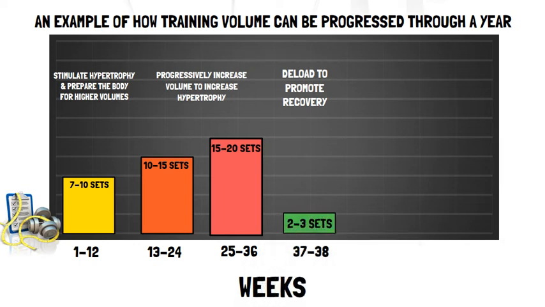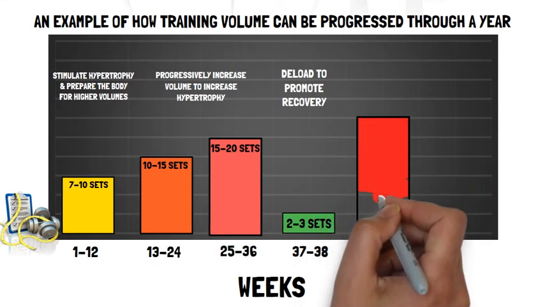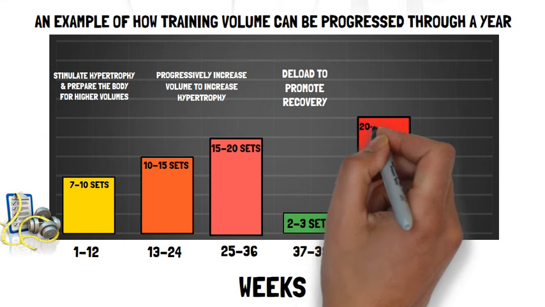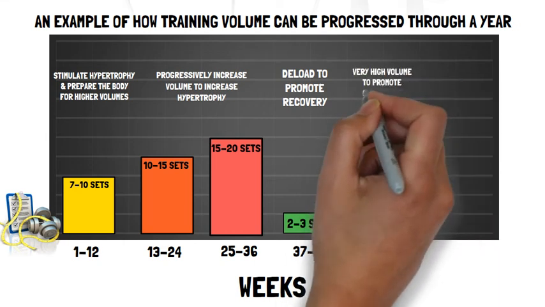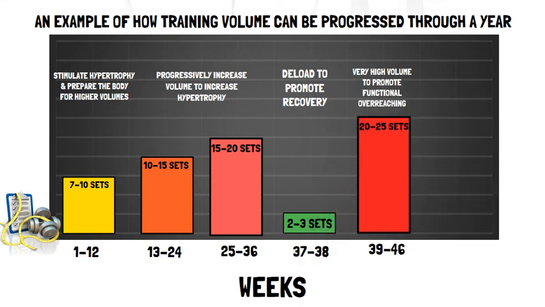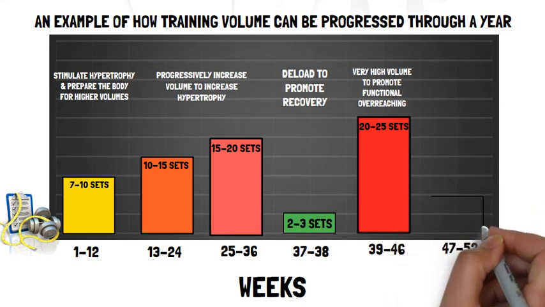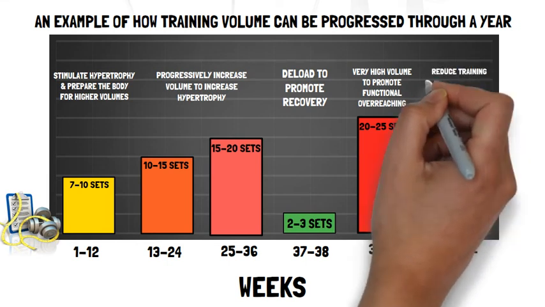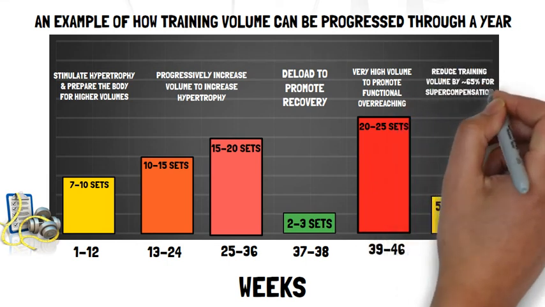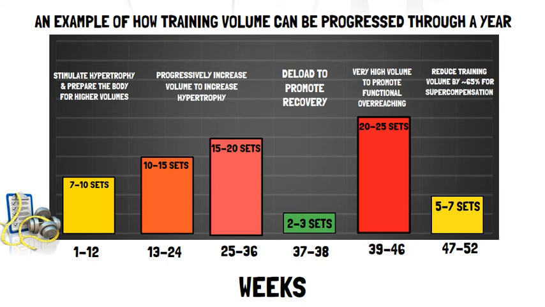Following on from the reduction in training volume, in weeks 39 to 46, volume can be ramped up to very high levels using 20 to 25 sets. This level of volume aims to promote functional overreaching. In weeks 47 to 52, we see again a reduction in volume by using 5 to 7 sets. Training volume can be reduced as much as 65% in order to allow for supercompensation of muscle proteins and the maintenance of muscle mass.